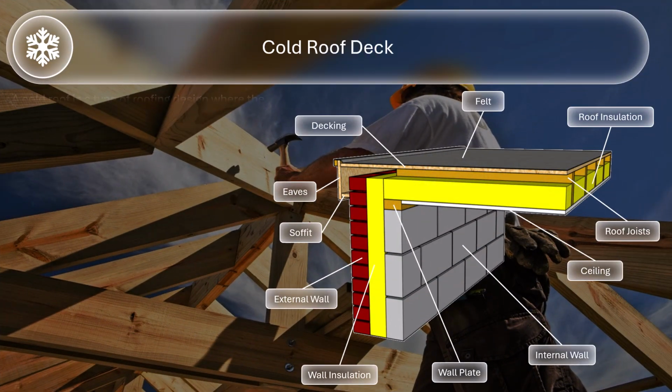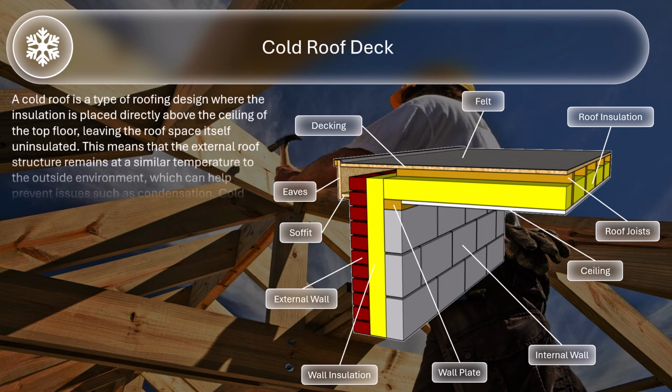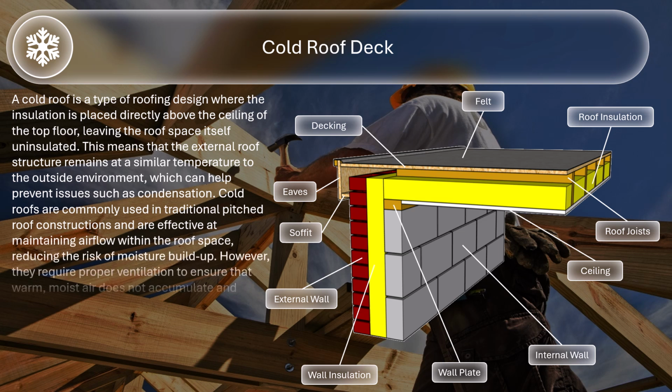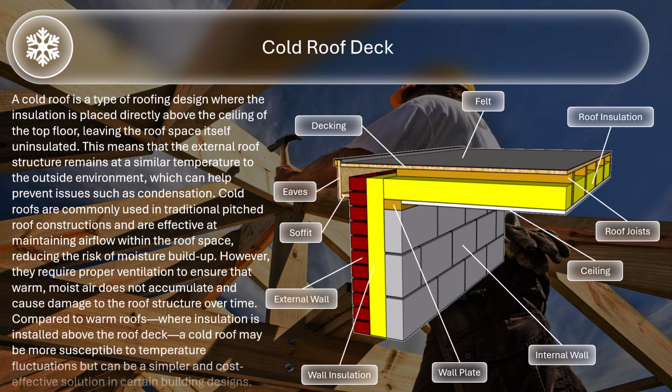Cold roof deck. A cold roof is a type of roofing design where the insulation is placed directly above the ceiling of the top floor, leaving the roof space itself uninsulated. This means that the external roof structure remains at a similar temperature to the outside environment, which can help prevent issues such as condensation. Cold roofs are commonly used in traditional pitched roof constructions and are effective at maintaining airflow within the roof space, reducing the risk of moisture buildup.